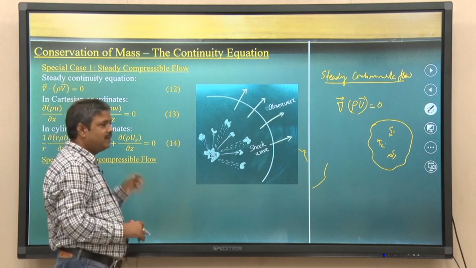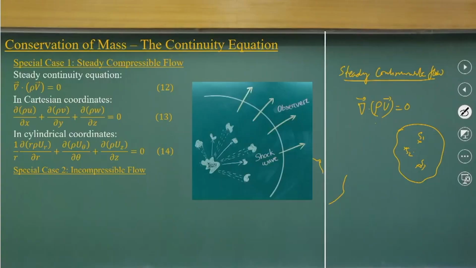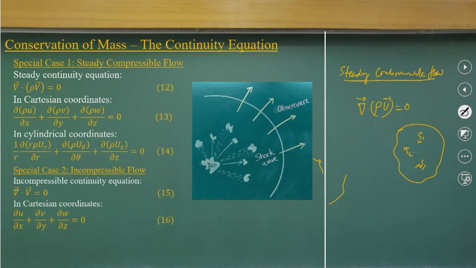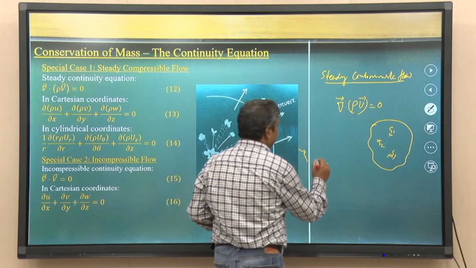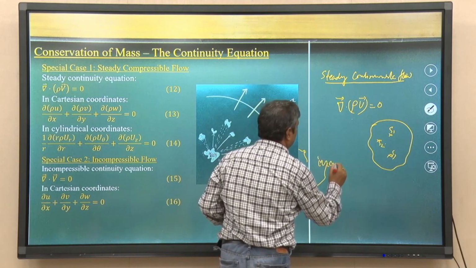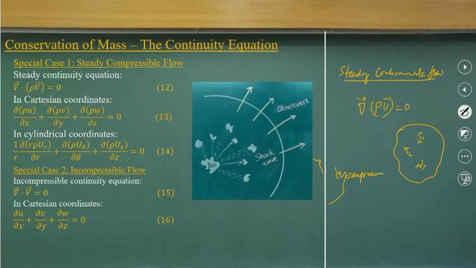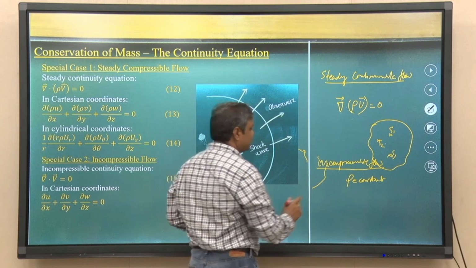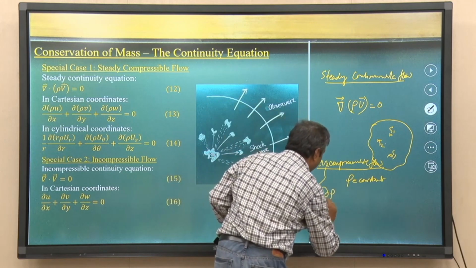Now, if you go to the next case, the incompressible flow, we get very interesting things. Incompressible flow means density is a constant. So, as the density is a constant, you can understand it.